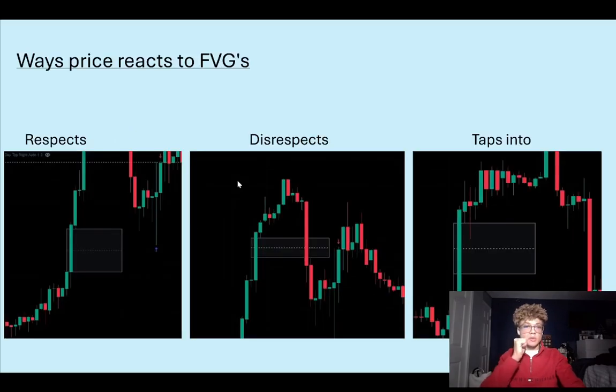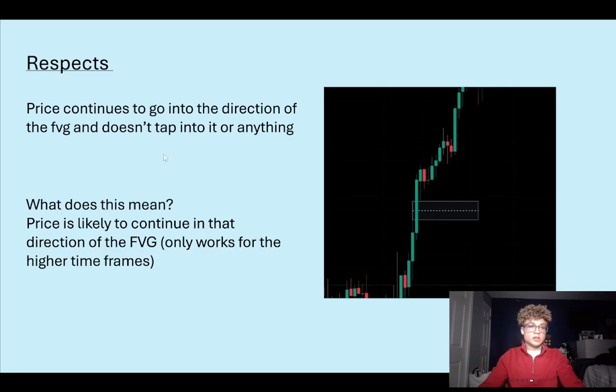So there are a few different ways price reacts to fair value gaps. These are the three main ways that I've seen and that I see quite a bit. We have price respects the fair value gap, disrespects, and taps into. And obviously I have more examples of each of these, but these are the three that I've seen quite a bit, and these are the only three that I'm very concerned about. So here's an example of when price respects a fair value gap: price continues to go in the direction of the fair value gap and doesn't tap into it at all.